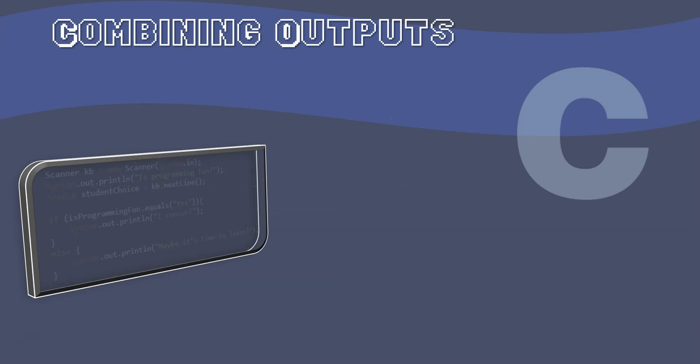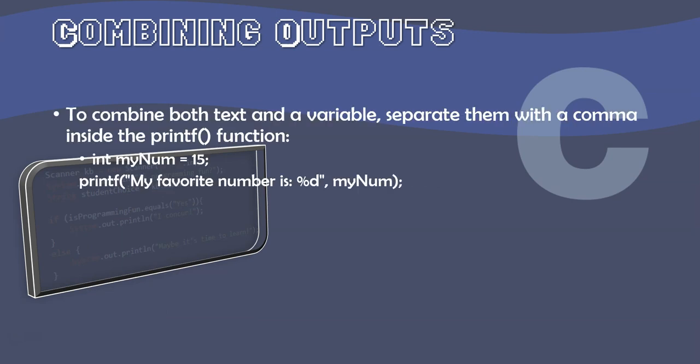Now, what about combining outputs? Well, if we want to, for example, combine a text and a variable, we're going to separate them with a comma inside of the printf function. So if we have int my num equals 15, I can say my favorite number is %d, comma, my num. So this is how we would do that concatenation of variables that we would normally use the plus operator for. So in Java, we say my favorite number is, end quote, plus my num. But here it's my favorite number is %d, end quote, comma, my num. So a little different format than what we might be used to.